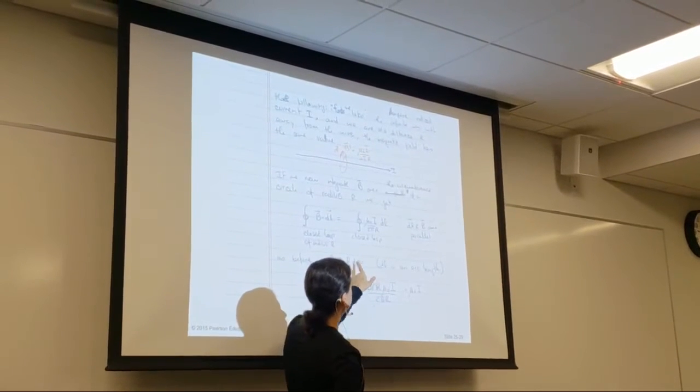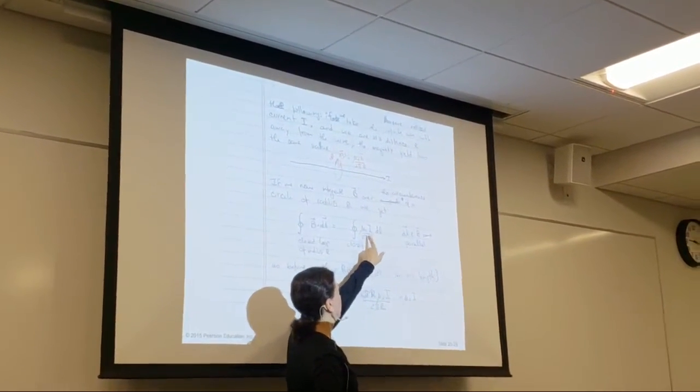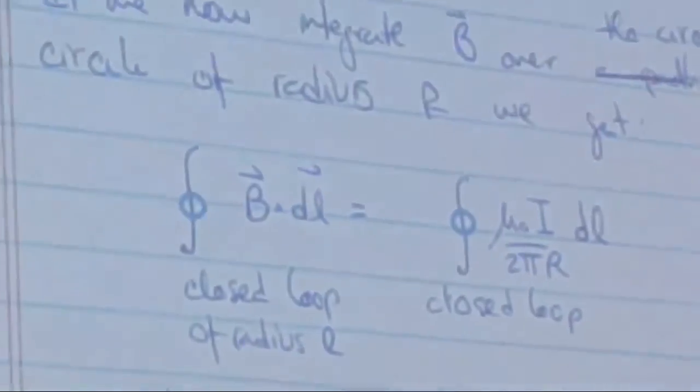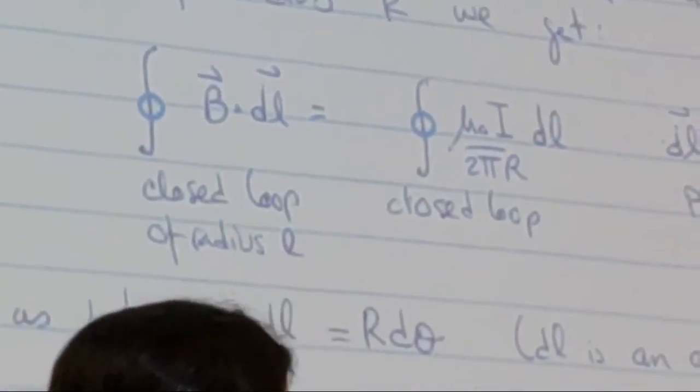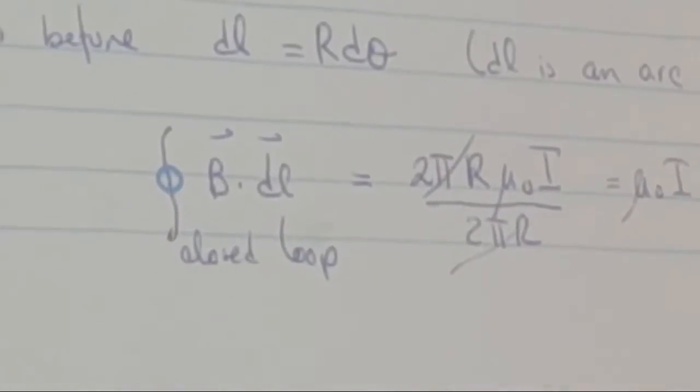Everything is a constant, and you see that the r cancels out. I get mu 0 I over 2 pi d theta, but when I integrate over the circle, I get a 2 pi. So the net result is just mu 0 times I, which is independent of the radius.